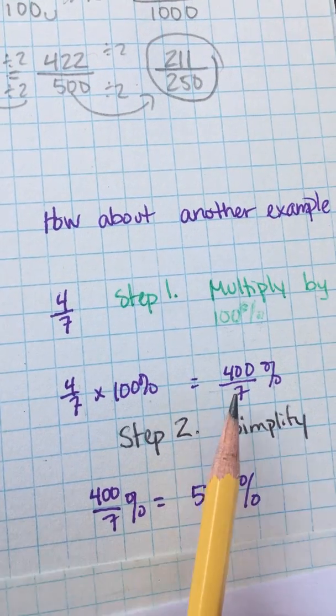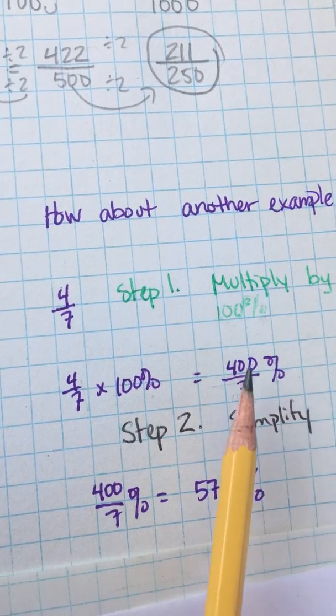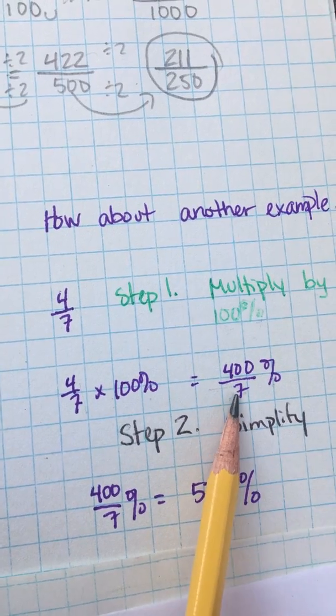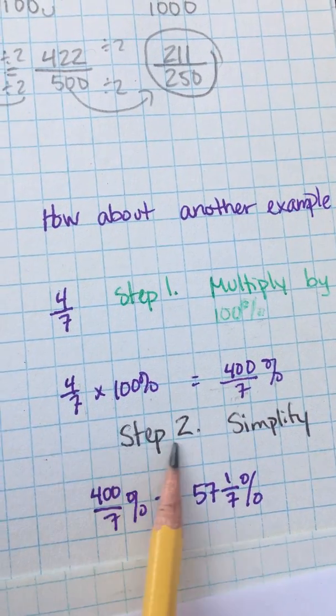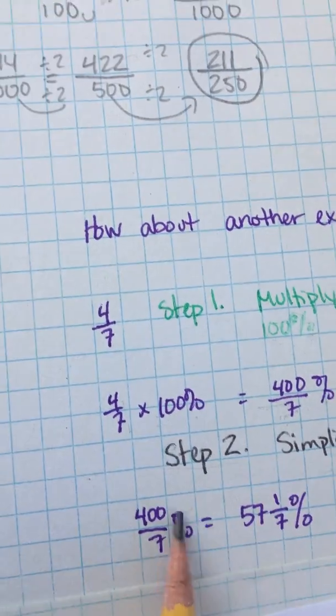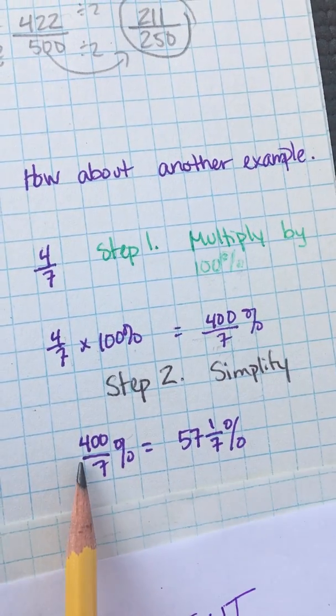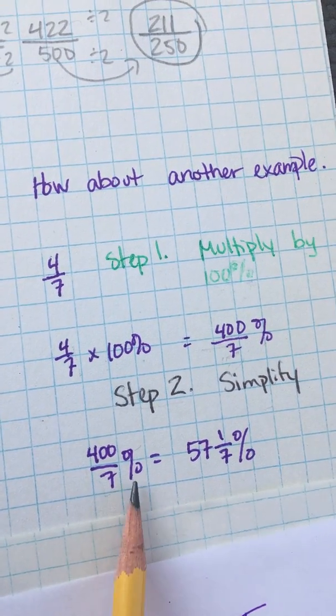But that's an improper fraction, right? You have turned this into a percent. Excellent job, but we know we need to simplify. So step 2, simplify it. So I rewrote the same number down here, 400 over 7%.